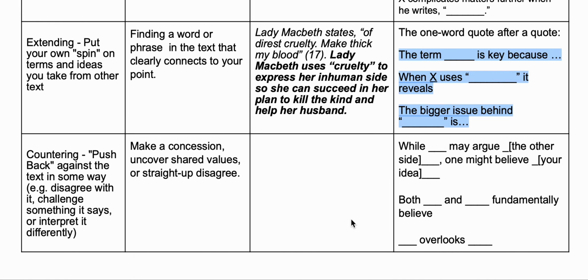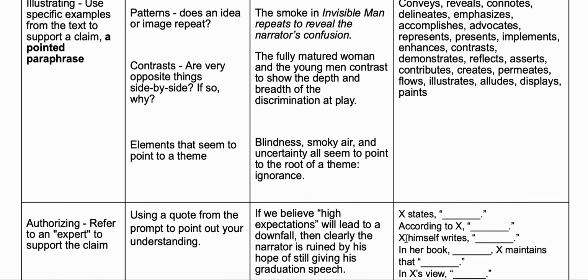And then finally, you'll need to have a counter argument. And so that might be making a concession, like, hey, sometimes this is true, or sharing values, that happens, or just straight up disagreeing. And so while one article may argue, someone else might believe something else, right? Both this person and that person fundamentally believe, or that person seems to overlook, right? You'll need all 4 of these in your essay.